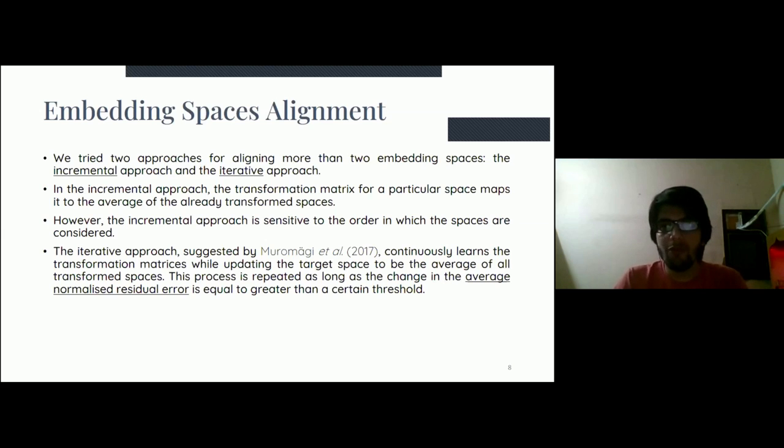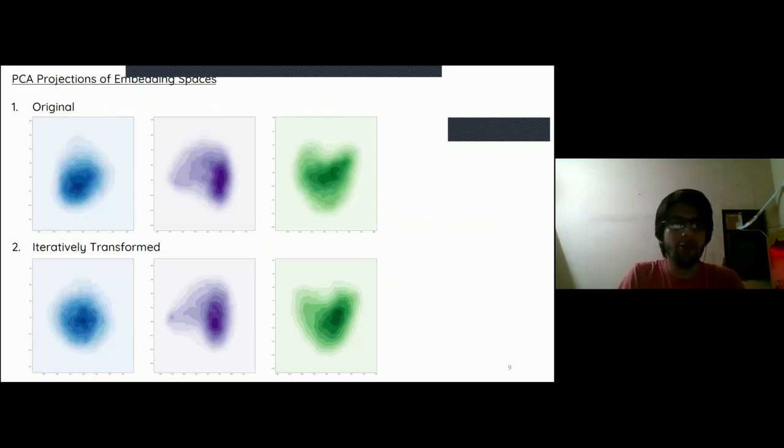So let me show what difference it makes. Here, these are the PCA projections, two-dimensional projections of the original embedding spaces. So the blue one is the computer science embedding space, purple is medicine, and green is sports. When we tried the iterative transformation step, this was the result. As you can see, the general shapes of the embedding spaces are not changing quite much, which is actually a good thing.